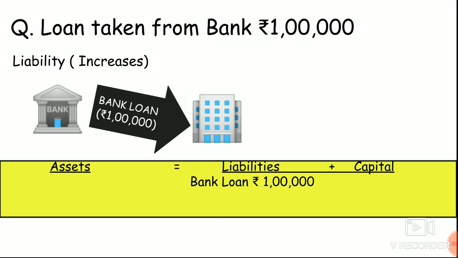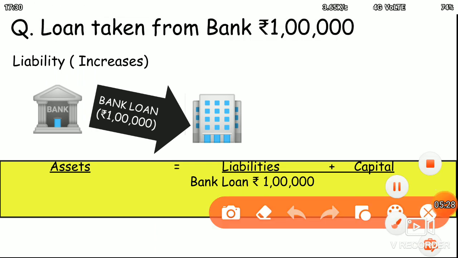Now, the effect of this is that the liability, that is the loan, will increase in the business, as the business has to pay this liability after a certain period of time. So this is a liability at present, so it will increase on the liability side as bank loan. So liabilities will increase by 1 lakh rupees as bank loan.